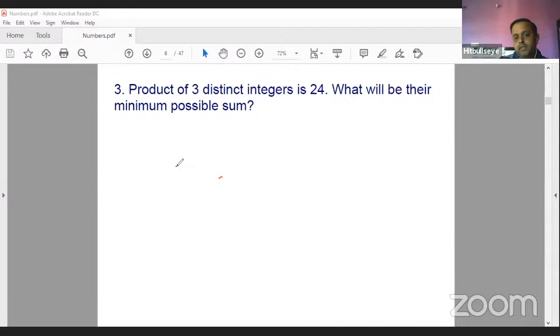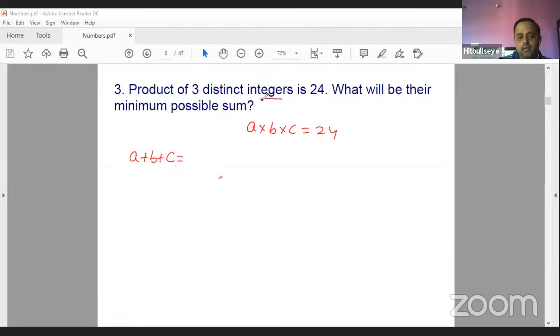The product of three distinct integers is given. You have integers A, B, C. Their product is given to you as 24. You need to find the minimum sum of A, B and C, A plus B plus C. Its minimum value is asked.